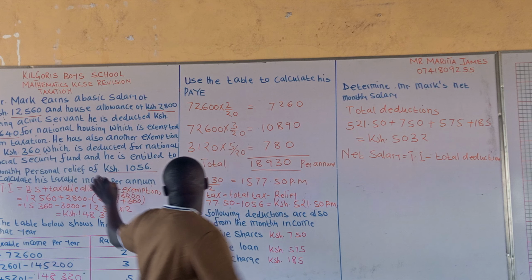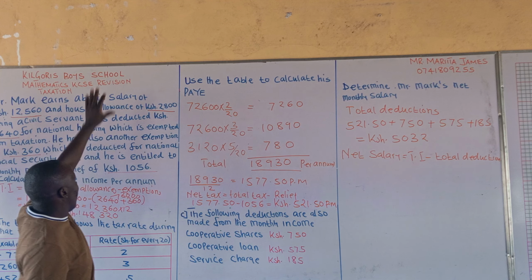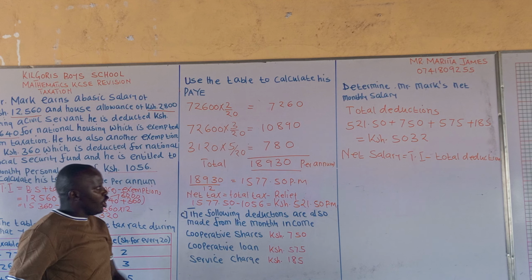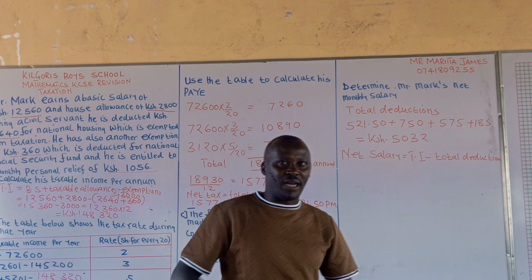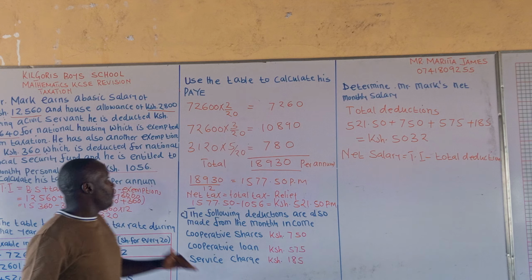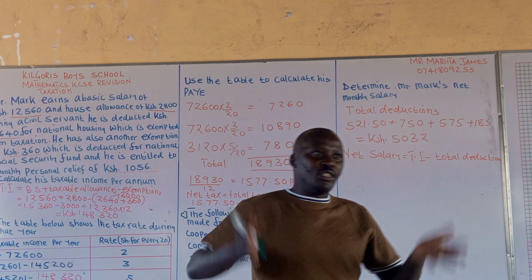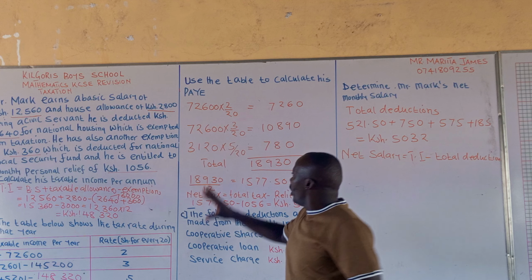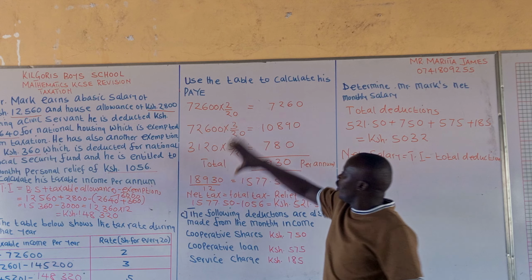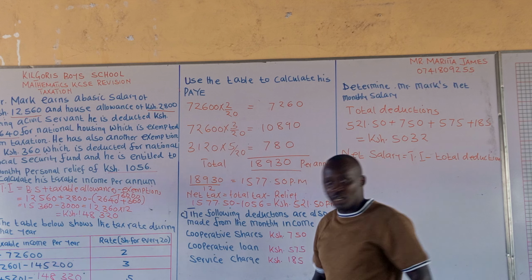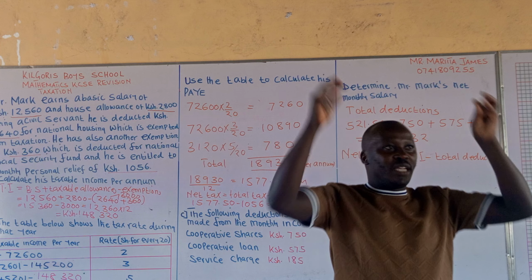This man is earning a basic salary of Kenya shillings 12,560. He has a house allowance of 2,800. So to get the total taxable income, it is the basic salary plus all the taxable allowances. Remember, at this point here, there is this money which is exempted from taxation. The amount which is exempted from taxation is only used to find the tax. So to get the total taxable income, the money which is exempted is being included.